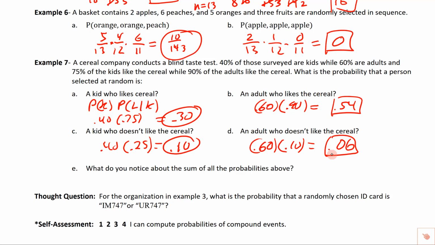Because I've got two thought questions here. Do you notice anything about all those added together? Luke? They're 100, they're one, my bad. 100%. Yeah, they're one. They represent 100%, which is what should happen because we've represented all the possibilities in the sample space. They're either a kid or adult, and they either like the cereal or they don't. There's nothing outside of that, so that's the entire sample space. It should add up to 1, so 100%.